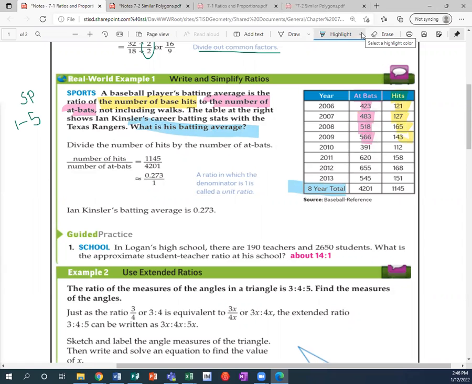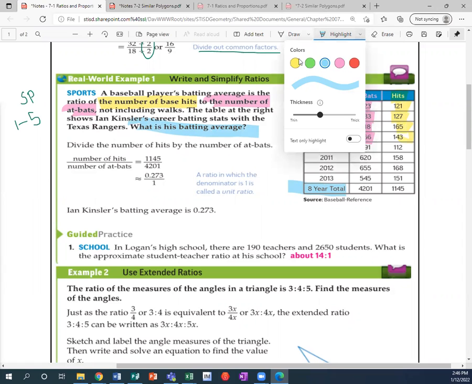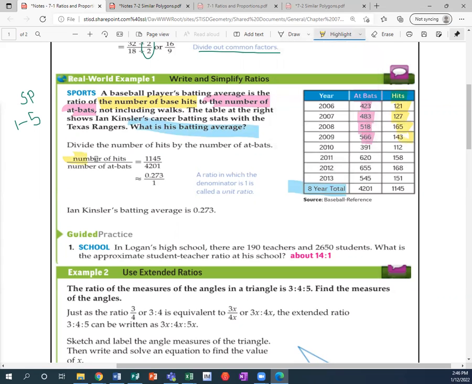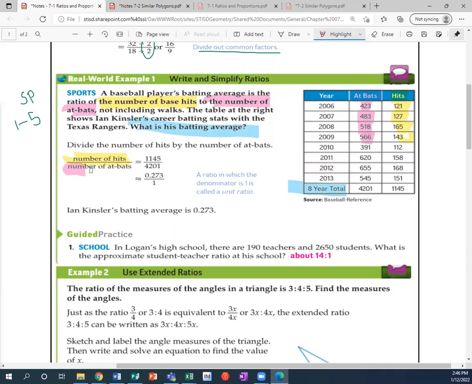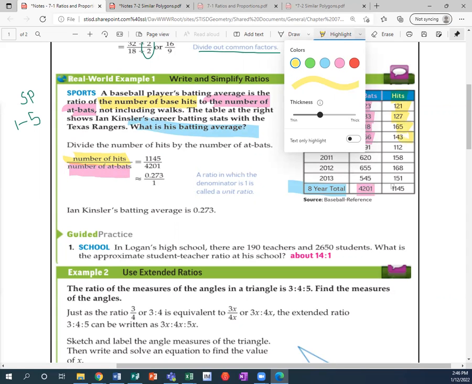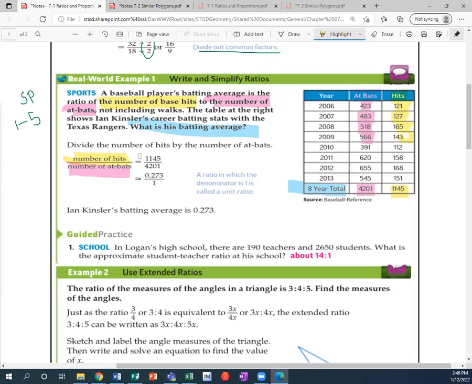So we're just going to make a fraction out of this. And since the number of base hits was listed first, that's in the numerator, the top of the fraction. And since the number of at-bats was listed second, that's in the bottom of the fraction, the denominator. All right, so we just grab our numbers, we put them in the correct spot, and then we simplify it as much as possible. In this particular example, they used a calculator to get the decimal, and for this one, that's totally okay.